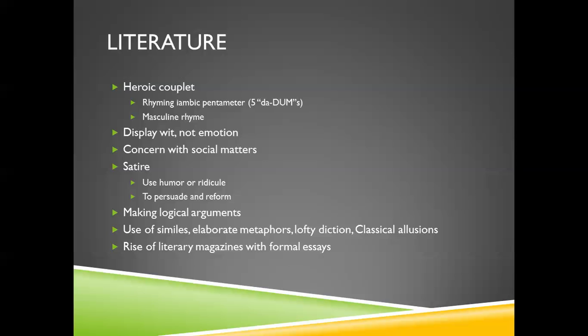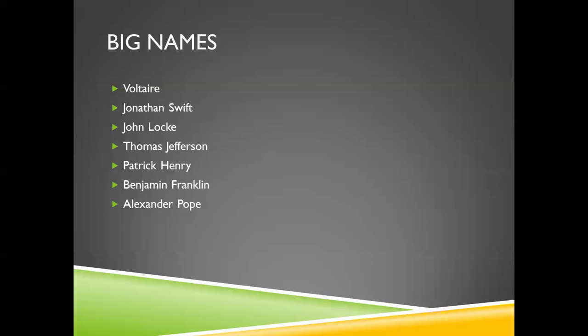Some big names you need to know from this time period: Voltaire, Jonathan Swift, John Locke, Thomas Jefferson, Patrick Henry, Benjamin Franklin, and Alexander Pope. We'll look at some of their works in this video and also in class. So those are some names that you should automatically connect to the Enlightenment. They were some of the most influential Enlightenment thinkers and writers.